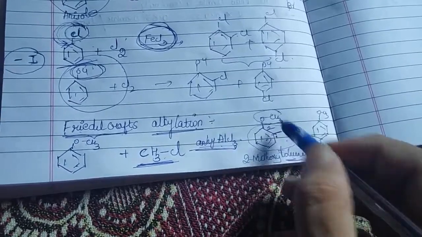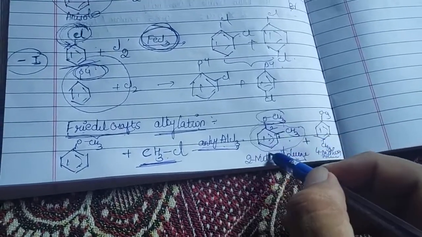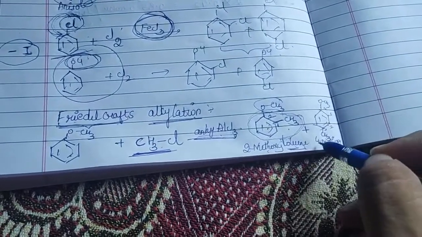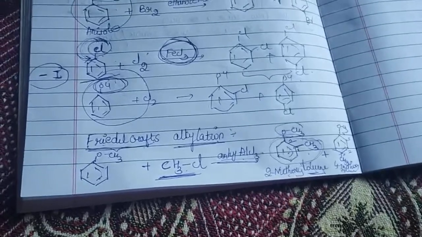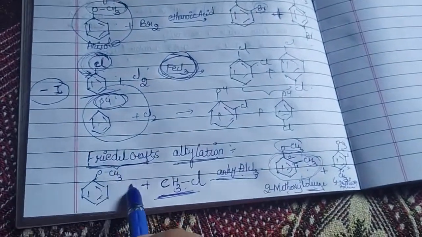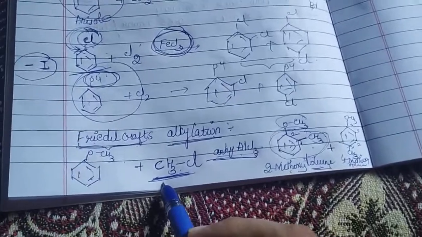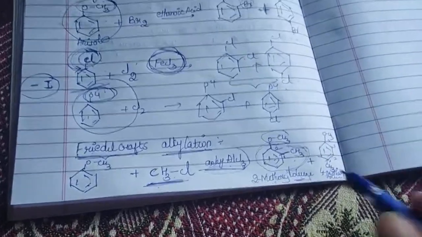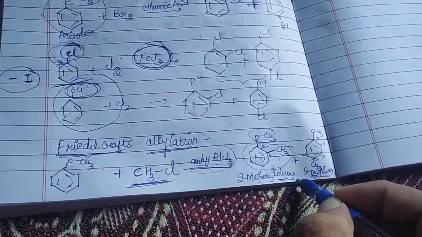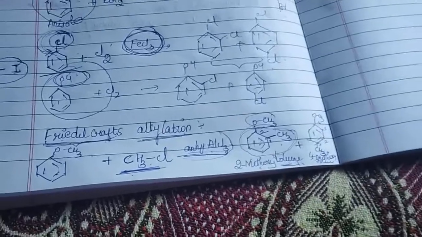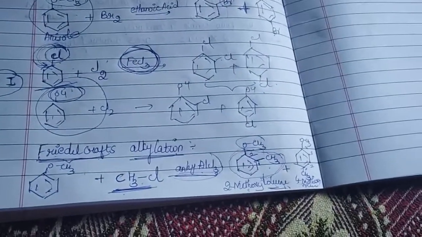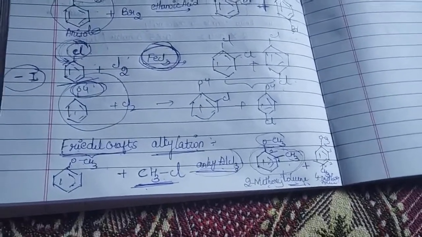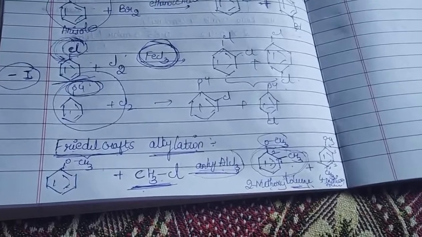So 2-methoxytoluene. Toluene means this part, C6H5CH3. Similarly, here it is first, second, third, fourth. So 4-methoxytoluene. So what do we want to say here? Whenever anisole is treated with chloromethane or methyl chloride in the presence of anhydrous AlCl3, aluminum trichloride, we will be getting 2-methoxytoluene and 4-methoxytoluene. So this is another important electrophilic substitution reaction, which is called Friedel-Crafts alkylation.